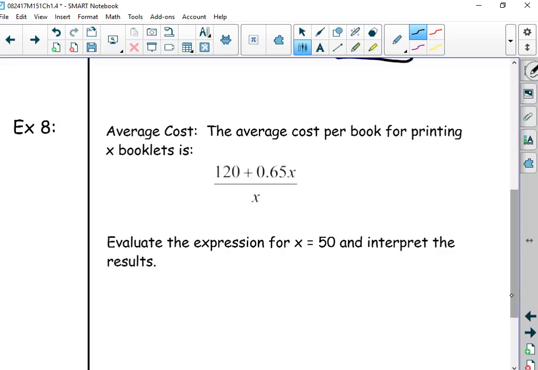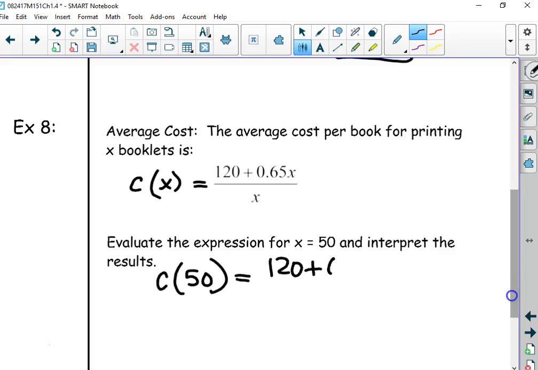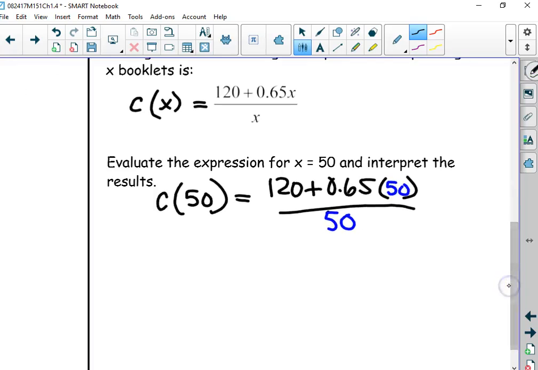I'm going to go ahead and write average cost per book. So C of B. You don't have to do this. I like putting in function notation. So C of number of books being 50 is going to be, bad idea because there's an X. So the cost of X books, try that again. So C of 50 is going to be 120 plus 0.65 times 50 all over 50. Then we just plug in the number they gave us and go through some calculations.